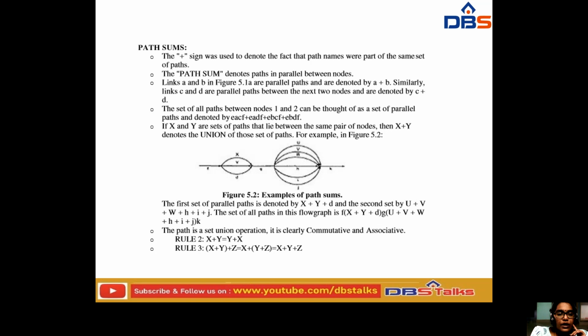Just like that they have written: x plus y plus d is the first one, and the second one is u plus v plus w plus m into k. So the path is a set in the linear operation. It is clearly commutative and associative. So here x plus y is equal to y plus x, and x plus y plus z is equal to x plus y plus z. So from this we can say that x plus y plus z bar.